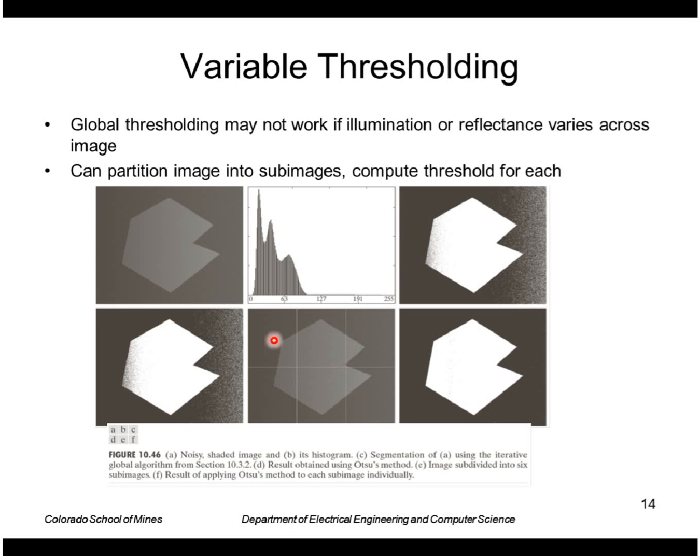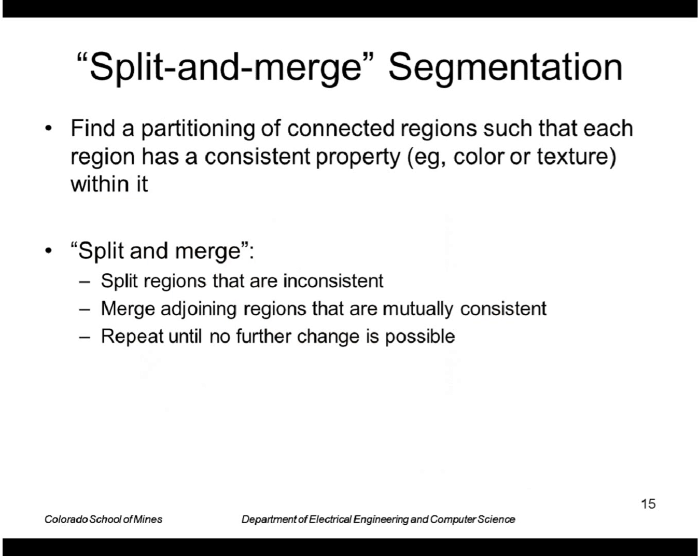However, if we compute the threshold for sub-images separately, then that is insensitive to this gradual intensity change across the image, and we get the correct segmentation. Finally, I'd talk about another type of segmentation, not using intensities, but could be any property really. For example, color or texture.